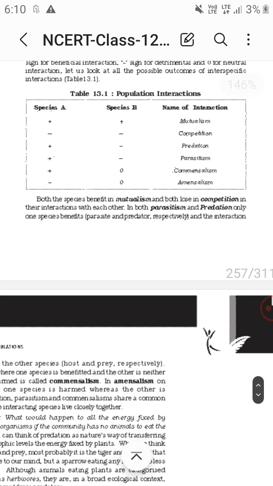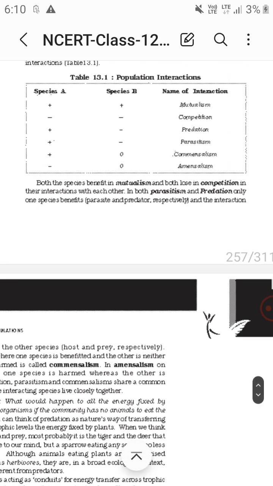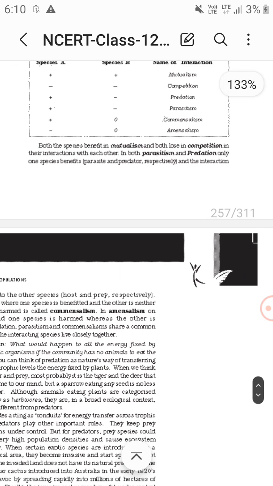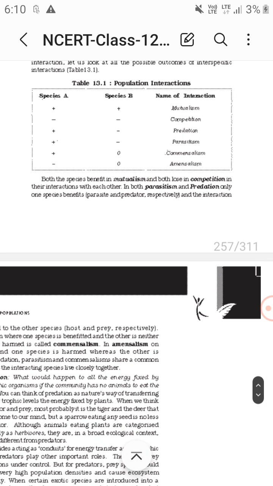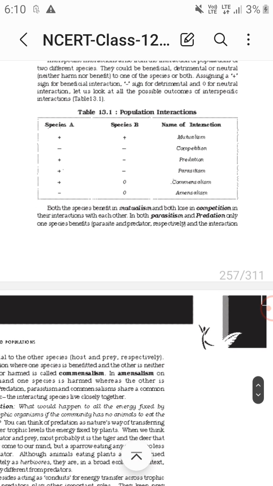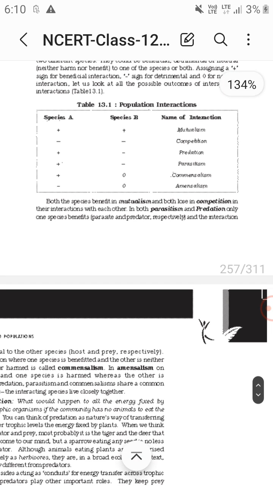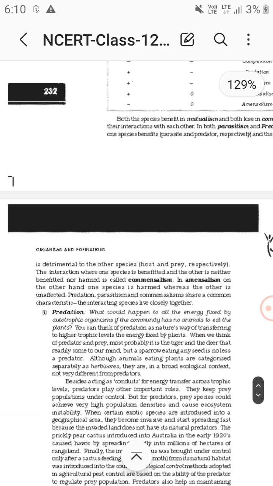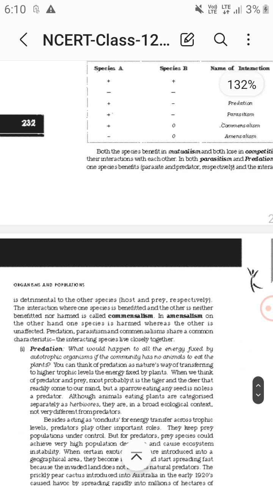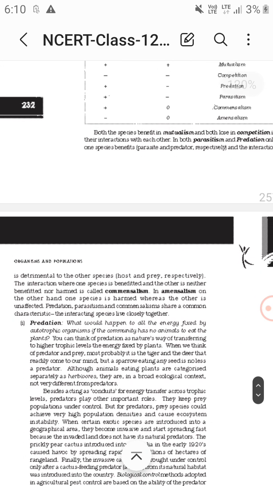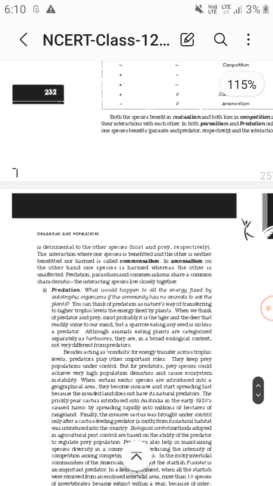Now mutualism. So both the species benefit in mutualism, and in competition both lose in their interaction with each other. Now in both parasitism and predation, only one species benefits. In case of parasitism it is the parasite, in case of predation it is the predator respectively, and the interaction is detrimental to the other species, that is, in case of parasitism it is the host, and in case of predation it is the prey respectively.